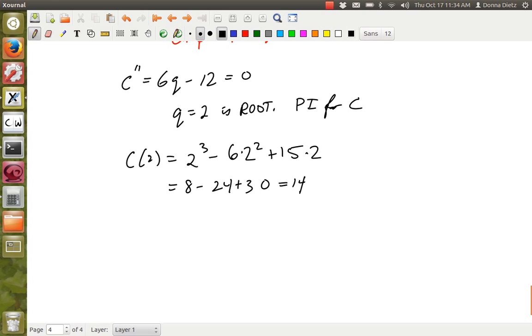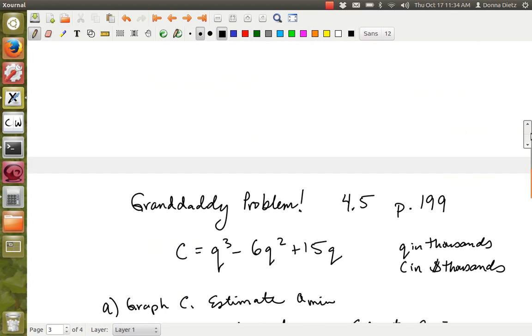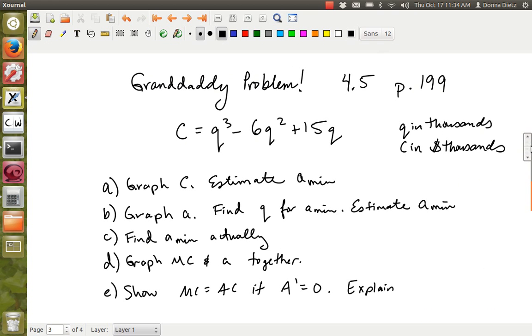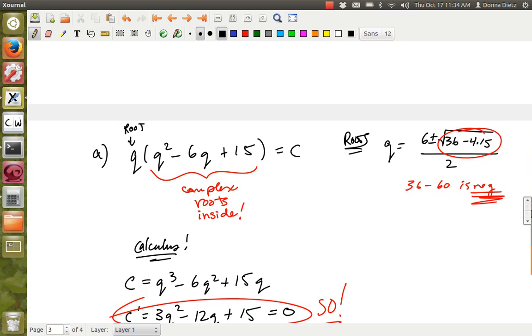So we can plot this now. We know that this point of inflection occurs at (2, 14), and the root occurs at (0, 0). And the question says, estimate the minimum value of A.